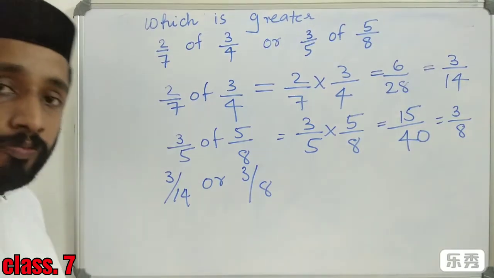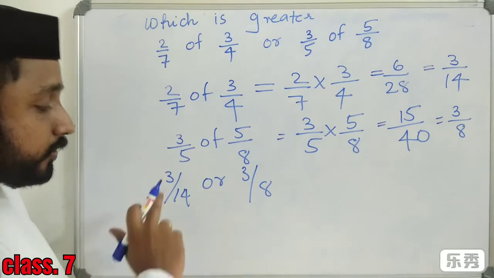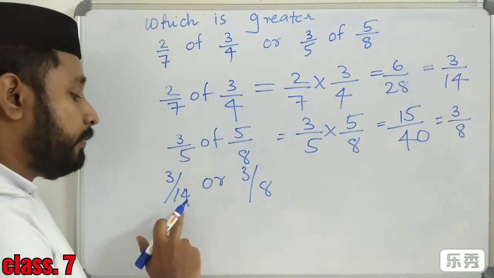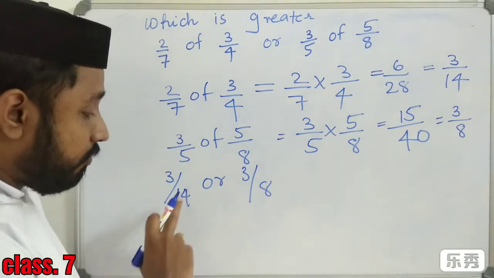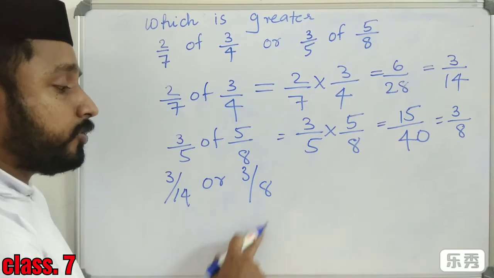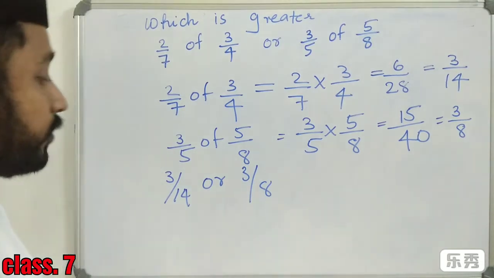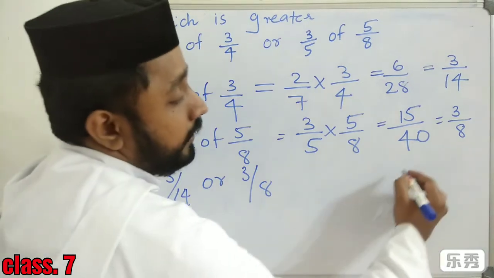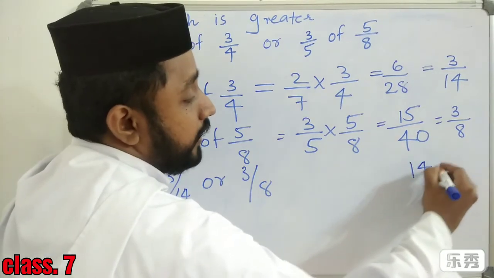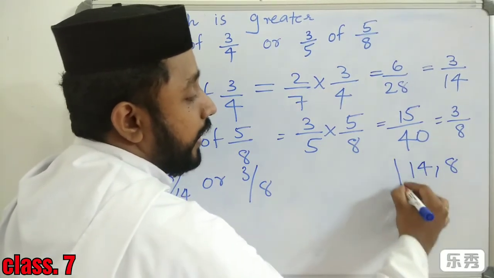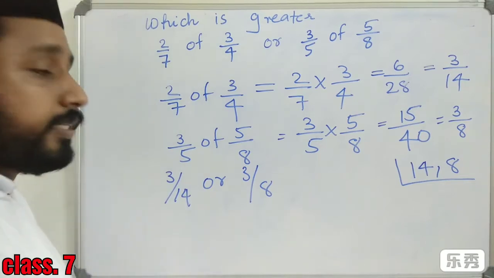In order to compare two fractions, we have studied that the denominators should be the same. Here one is 14, here 8. So we have to change the denominator. So 14 and 8. Let us find the LCM of 14 and 8.